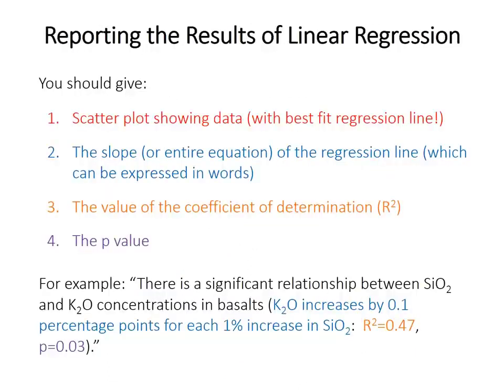So when reporting the results of a regression analysis, you typically or often want to include a scatter plot that shows the data and the regression line. And it's often helpful to describe the relationship in words, although this isn't strictly necessary as the plot conveys the same information as the words would. But you definitely should give the coefficient of determination r squared, which tells you the strength of the relationship, as well as the p-value if you're doing hypothesis testing, because that tells us how likely this relationship is to not be 0.